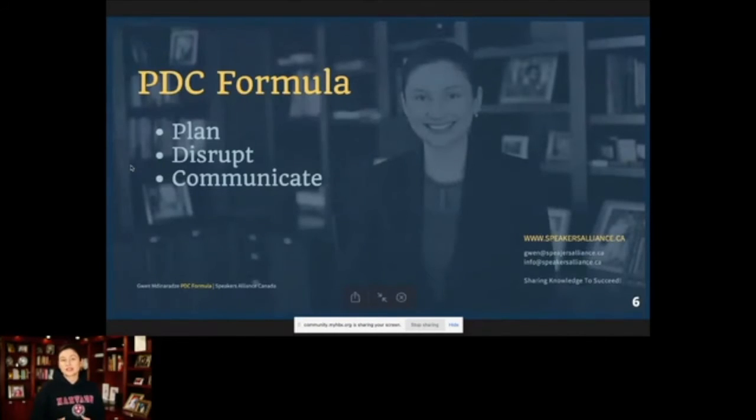After researching, studying, and reading about disruptive and sustaining innovation, I came up with the PDC Formula. Today, I will speak about disruptive entrepreneurial strategy through the PDC Formula. The three core principles are plan, disrupt, communicate.